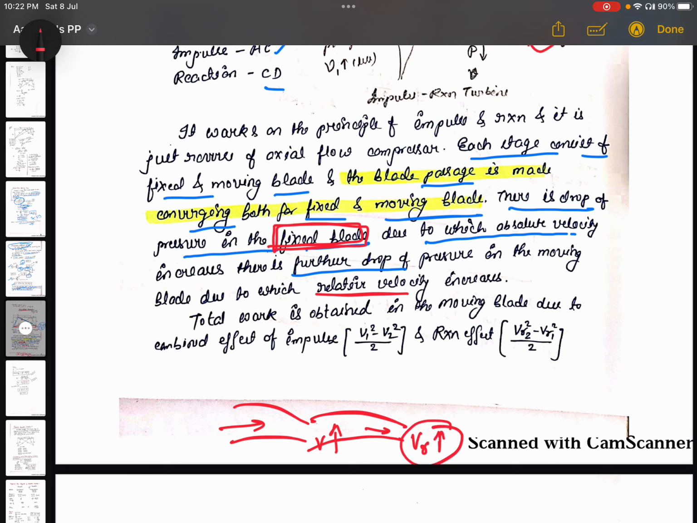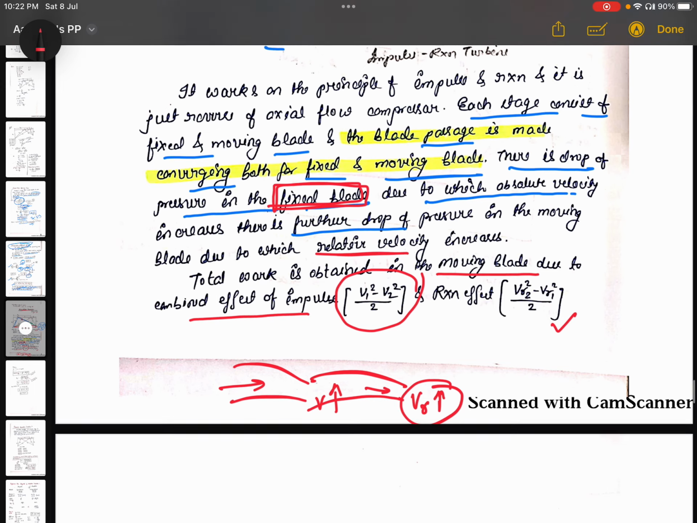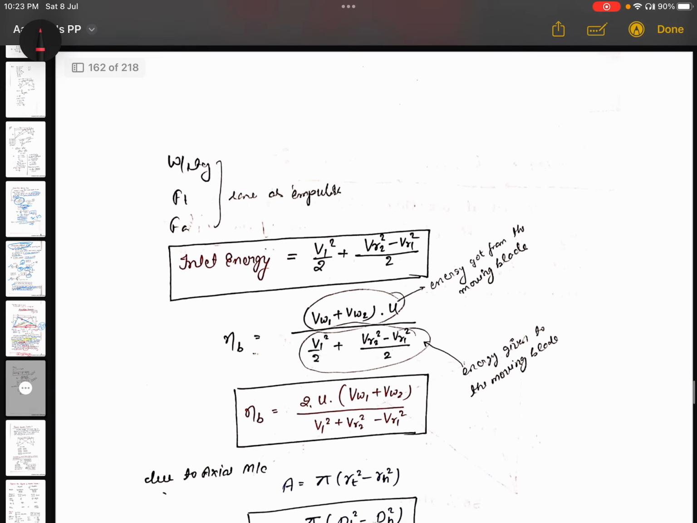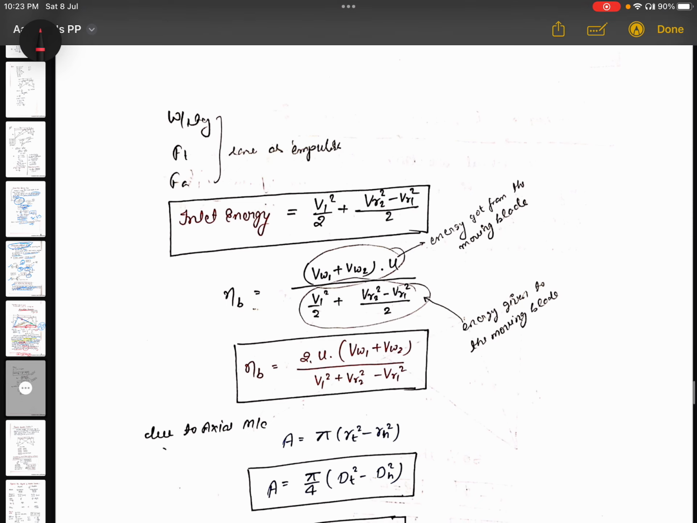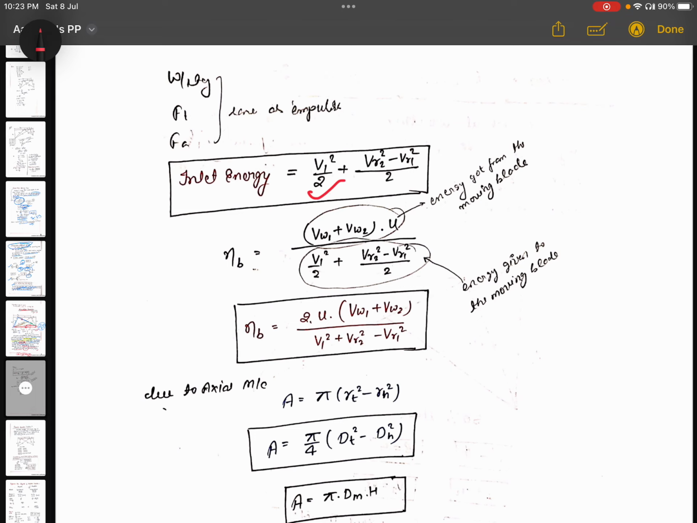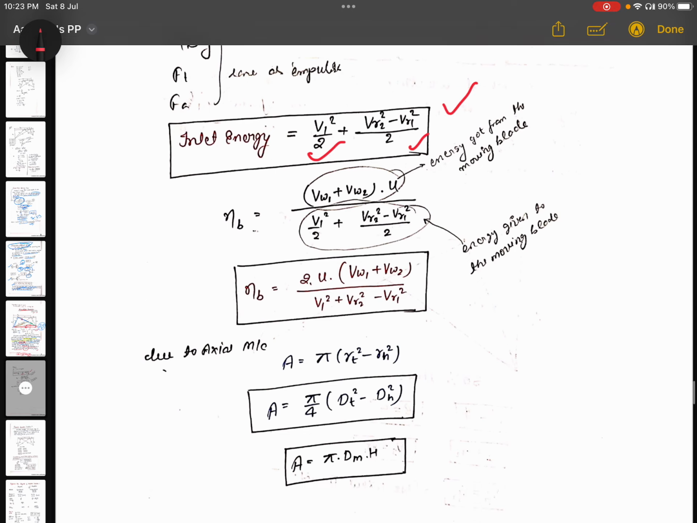Total work is obtained in the moving blade due to the combined effect of impulse, that is V1 square minus V2 square by 2, and reaction effect, that is VR2 square minus VR1 square. So here we have the inlet energy V1 square by 2 and VR2 square minus VR1 square by 2. This will be our inlet energy, and the blade efficiency we'll try to find out.